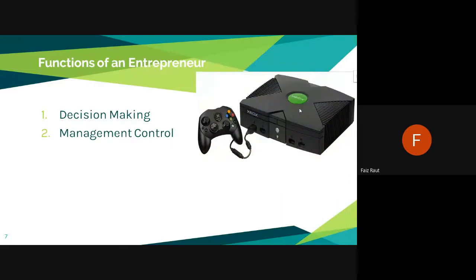Then we have management control, where the companies focus on what they are good at, and they give the rest of the things for outsourcing. Okay, for example, the Microsoft Xbox. Microsoft doesn't manufacture the box and the console. It has been given to Flextronics, and Microsoft concentrates much on the software part of the Xbox.